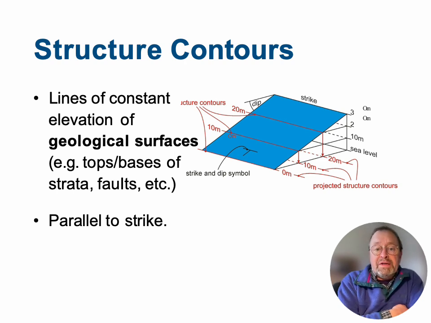And what this really means also is that they are always parallel to the strike of the bed. So if you see a structure contour, you know what the strike of the bed is, and then the value of the contour will tell you which way is downhill, down dip.